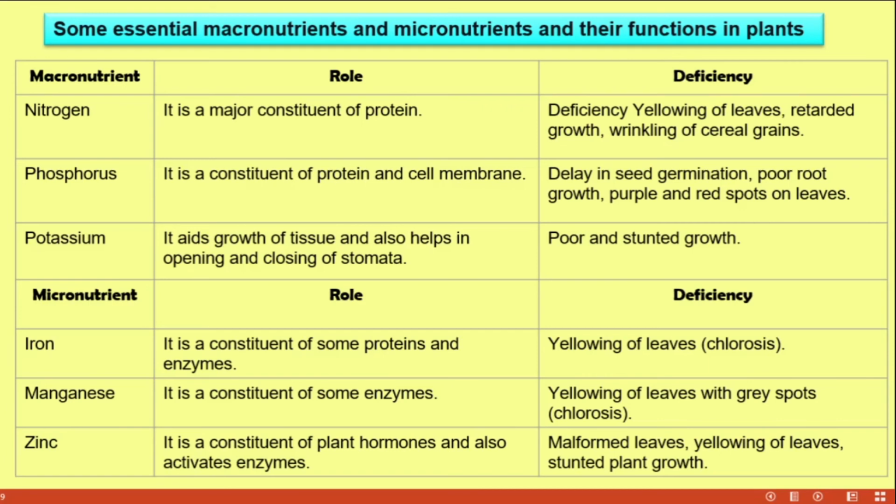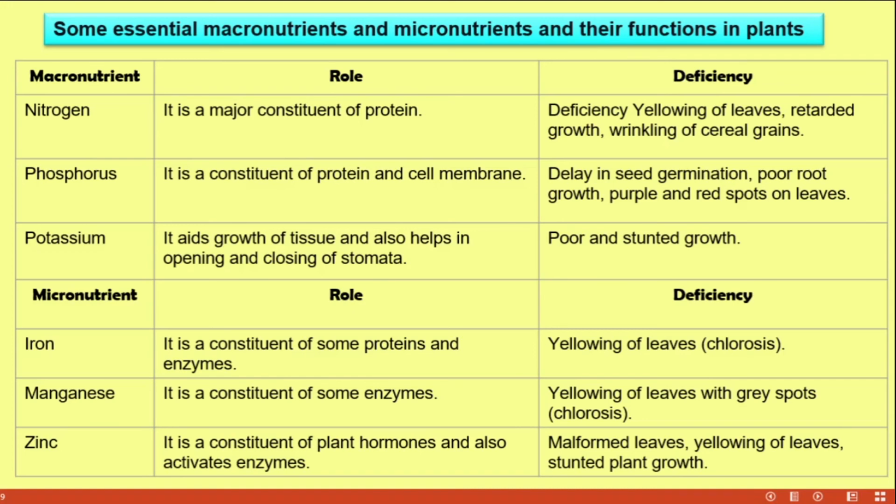Next, potassium. What is the role? It aids growth of tissue and also helps in opening and closing of stomata. What is the deficiency? Poor and stunted growth, okay. Stunted growth means the plant will not grow well, there is no good height, okay, right.